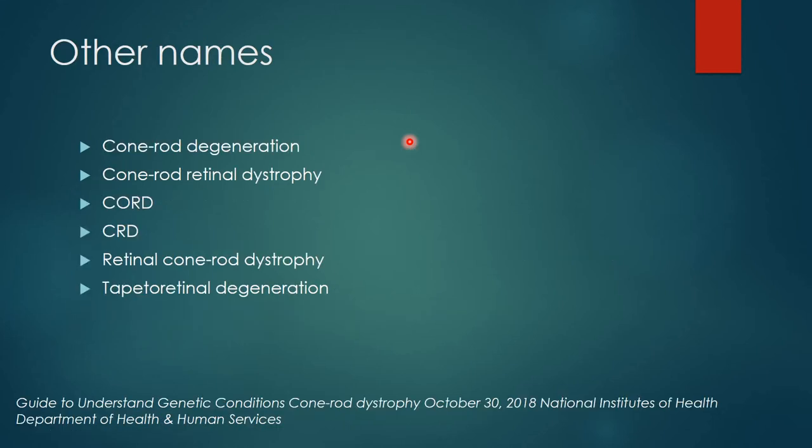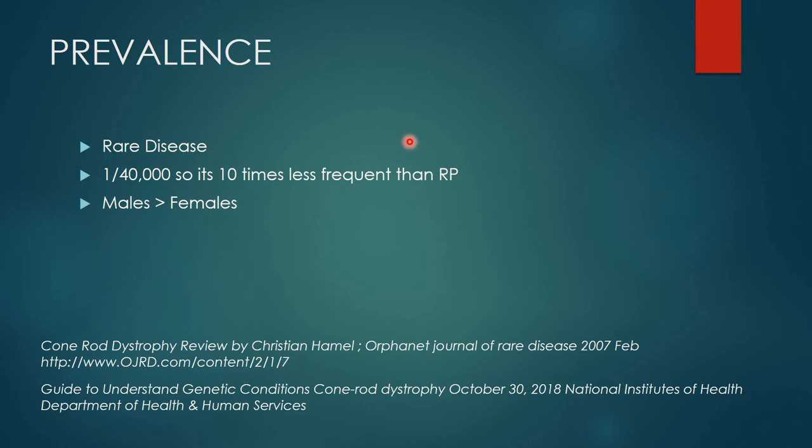Other names used clinically for cone rod dystrophy are cone rod degeneration, cone rod retinal dystrophy, CORD, CRD, retinal cone rod dystrophy and tapetoretinal degeneration. Coming to the prevalence, it is a rare disease but not the rarest of rare. It is about 10 times less frequent than retinitis pigmentosa, and males are more affected than females.